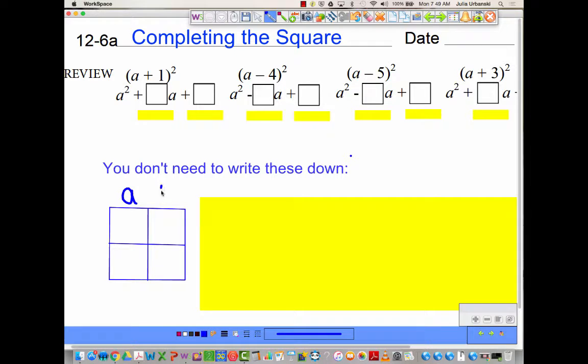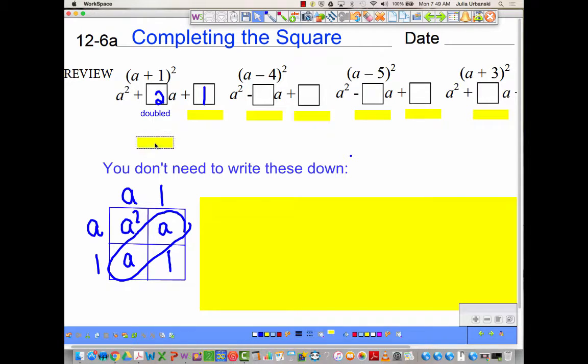So if I put a plus 1 out here, because those are the parentheses, those are the factors, I'm now trying to go backwards and find the actual numbers. So it'll be right here, and this one, 1a, and this one, and this one. 1 times 1 would be 1. So when we fill it in here, we've got a squared. What would this middle one be? 2a, and what would the last one be? 1. Okay? Remember, you take that number and you double the middle, and then you square the last number. 1 squared is 1. So let's do that shortcut for these.